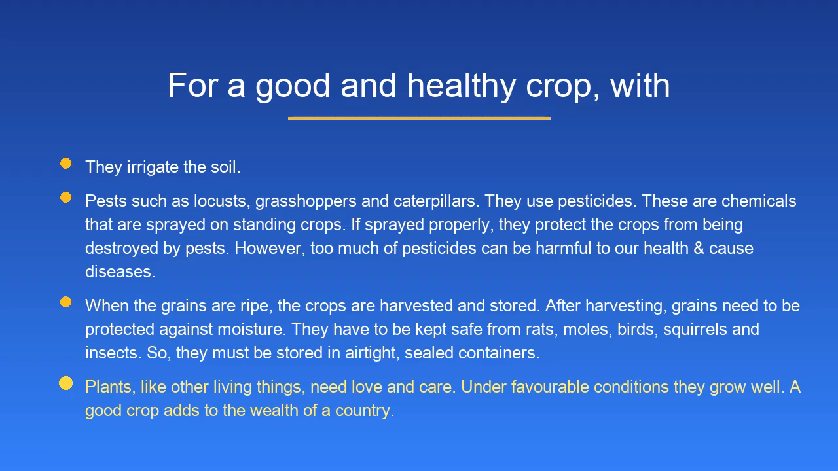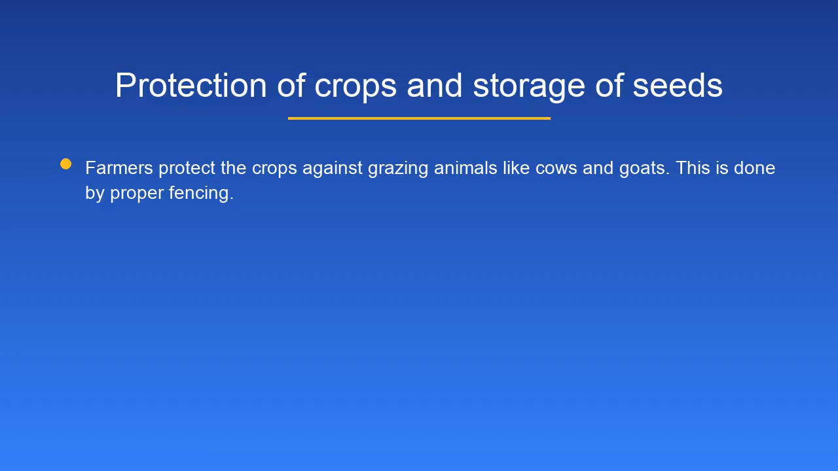Plants, like other living things, need love and care. Under favorable conditions they grow well. A good crop adds to the wealth of a country. Protection of crops and storage of seeds. Farmers protect the crops against grazing animals like cows and goats. This is done by proper fencing.